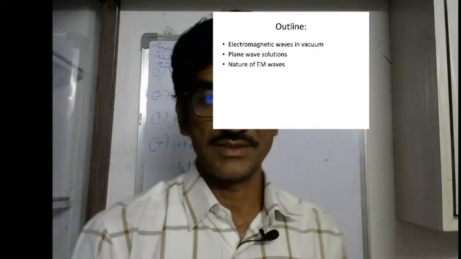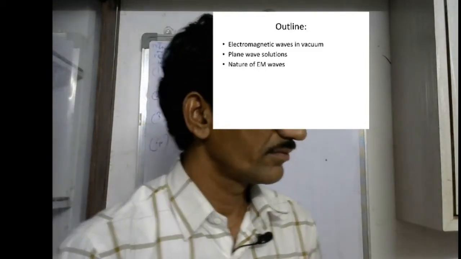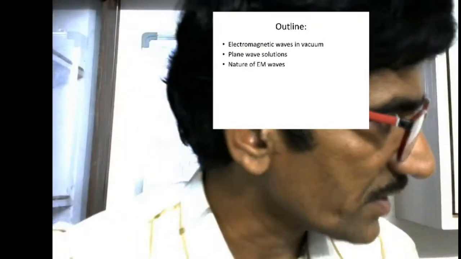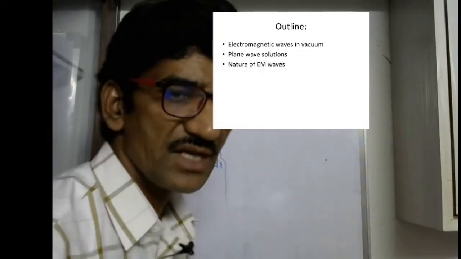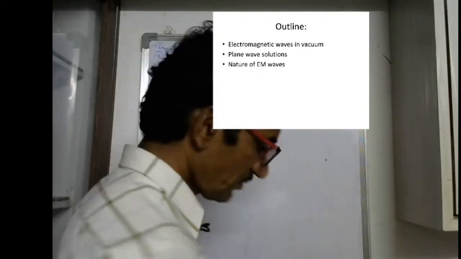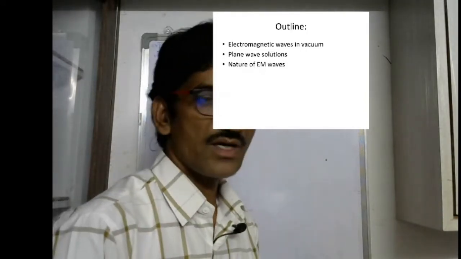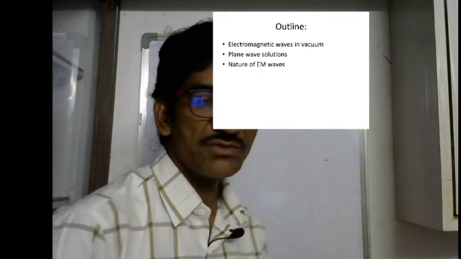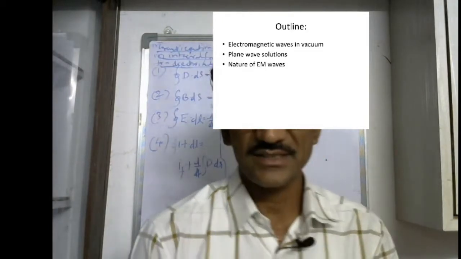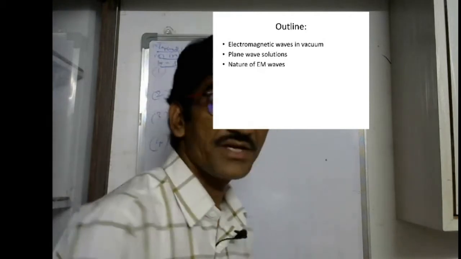Now, in order to derive the wave equation, let us consider the Maxwell equations in differential form. Now we are discussing the wave equation. That means, what are these waves? Electromagnetic waves. The importance of Maxwell's theory is that it predicted the electromagnetic waves.